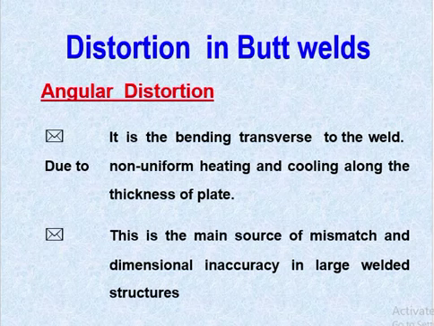Distortion in butt weld, angular distortion. It is the bending transverse to the weld due to non-uniform heating and cooling along the thickness of the plate. In the transverse direction, if you do welding only from the middle, there is non-uniform heating, and because of the non-uniform heating this causes the distortion. This is the main source of mismatch and dimensional inaccuracy in large welded structures. So always in welded structures you can see this main problem of mismatch or some dimensional problem because of the distortion.